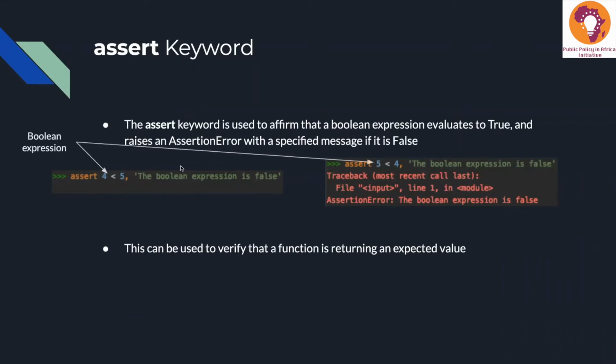So just to call out again, we have our assert keyword followed by our Boolean expression, and then the string, the message that we want to output in our assertion error in the case that the assertion is false.